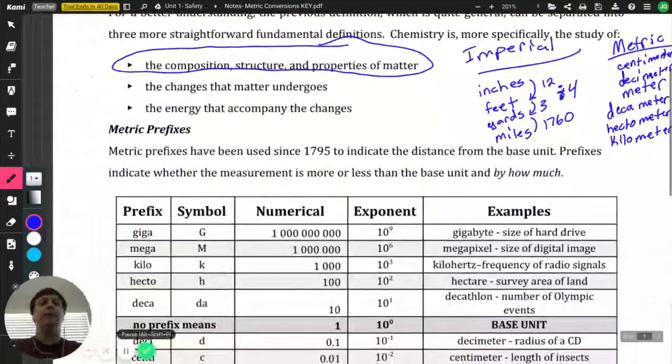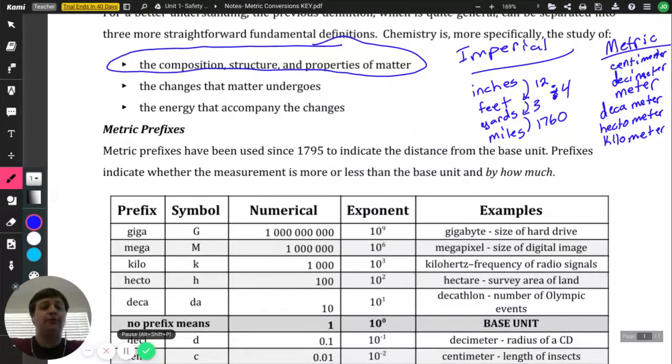So the metric system has been around for a really long time. Okay, it's been used since actually 1795, and again, it was used to indicate distance from the base unit. Okay, we add those prefixes to it, and they just tell us it's 10 times the previous unit. Okay, the prefixes are going to indicate whether or not the measurement is more or less than the base, and by how much. Okay, 10, 100, 1,000, 10,000, and so on.